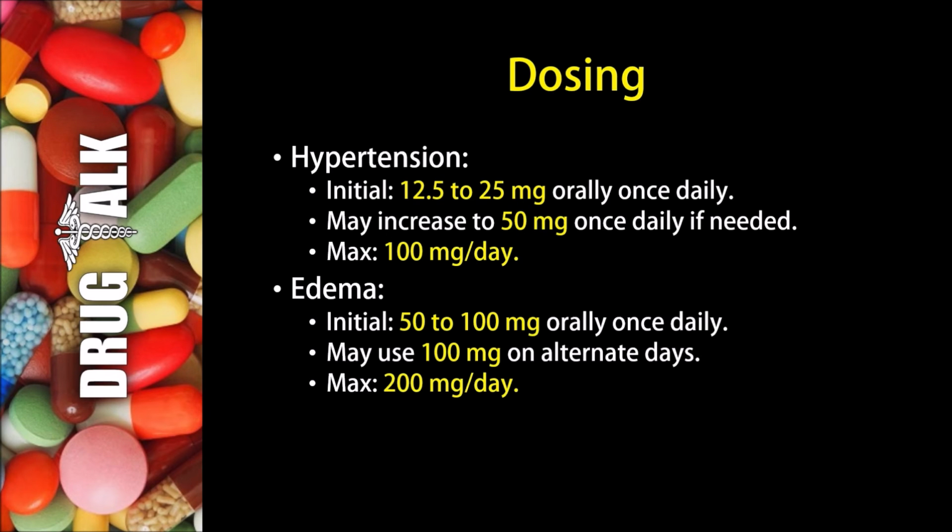Note about dosing with chlorthalidone. So in the treatment of hypertension or high blood pressure, the initial dose would typically be 12.5 to 25 milligrams orally once daily, with the option to increase the dose to 50 milligrams once daily if needed, and the maximum dose would be 100 milligrams per day. In the treatment of edema, the initial dose would be a little bit higher here, 50 to 100 milligrams orally once daily, and they may use 100 milligrams on alternate days as an alternate therapy. And the maximum dose in this situation would be 200 milligrams per day.